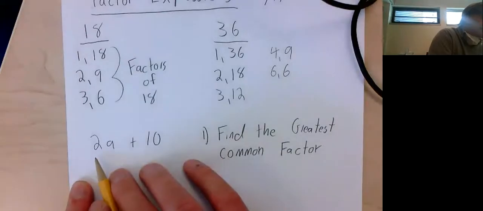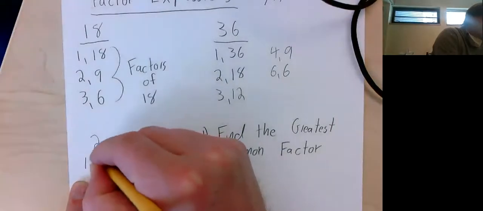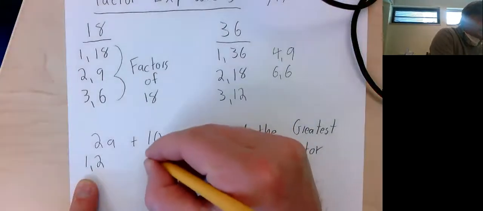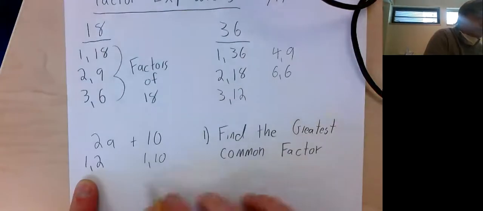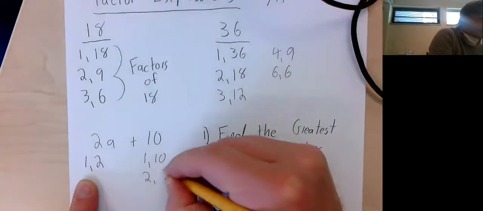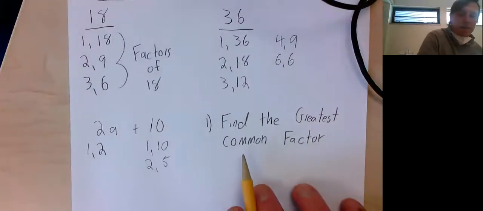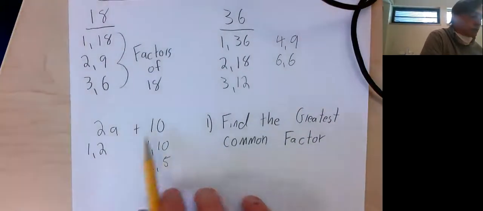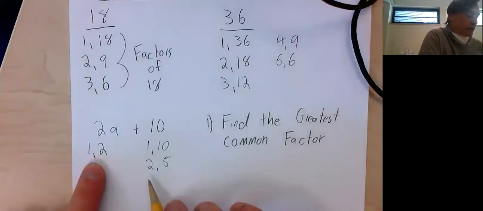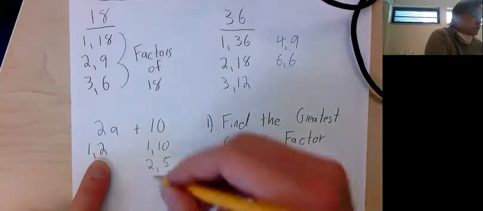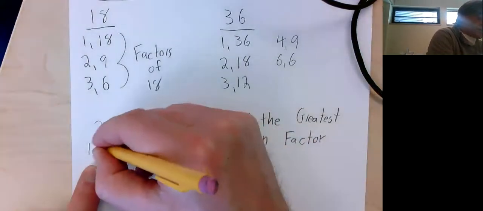So my only factors of 2 are 1 and 2. And for 10, I can have 1 and 10. 1 times 10 is 10. And 2 and 5 is also 10. So my greatest common factor of 2 and 10, well, I have 1 in common, but that's not going to help us. That's not the greatest common. We're going to use 2 as our greatest common factor.